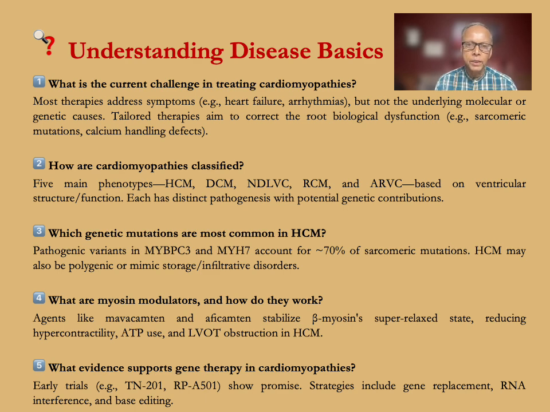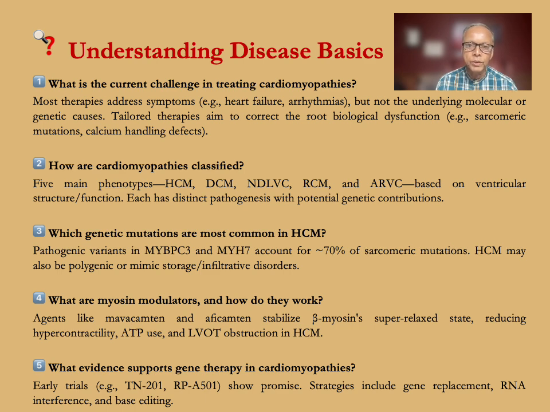How are cardiomyopathies classified? There are five main phenotypes: hypertrophic cardiomyopathy, dilated cardiomyopathy, non-dilated left ventricular cardiomyopathy, restrictive cardiomyopathy, and arrhythmogenic right ventricular cardiomyopathy. Based on ventricular structure and function, each has distinct pathogenesis with potential genetic contributions.